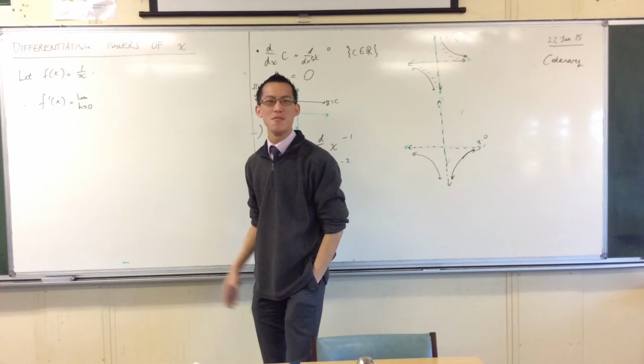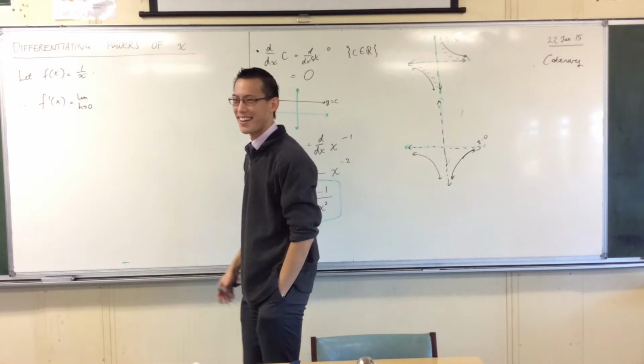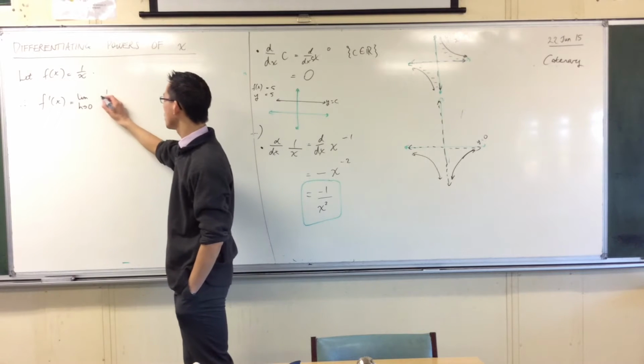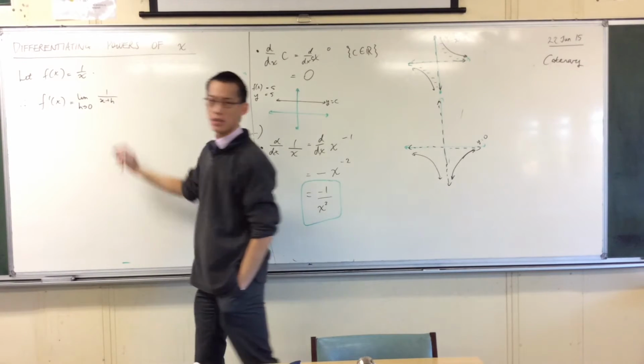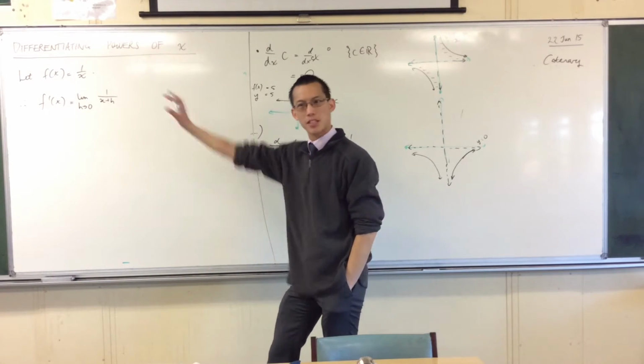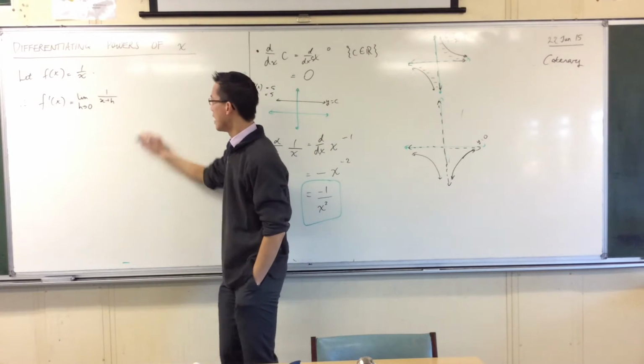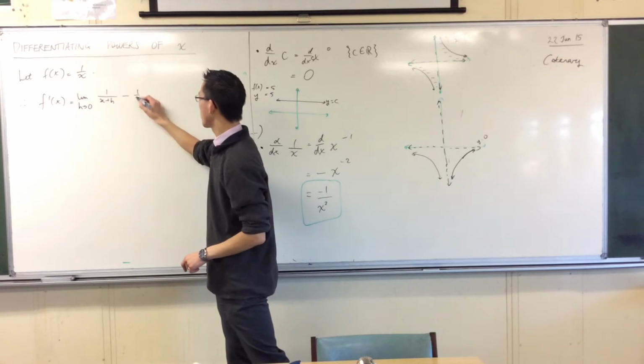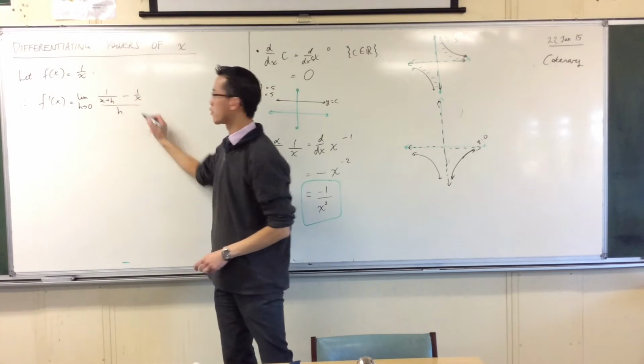What am I going to have on the numerator here? I want f of x plus h, right? f of x plus h is 1 on x plus h. Do you agree with that? That's me putting x plus h into f. And I'm going to take away, because I'm working out the rise here, 1 on x. Very good. That's f of x, all over h.